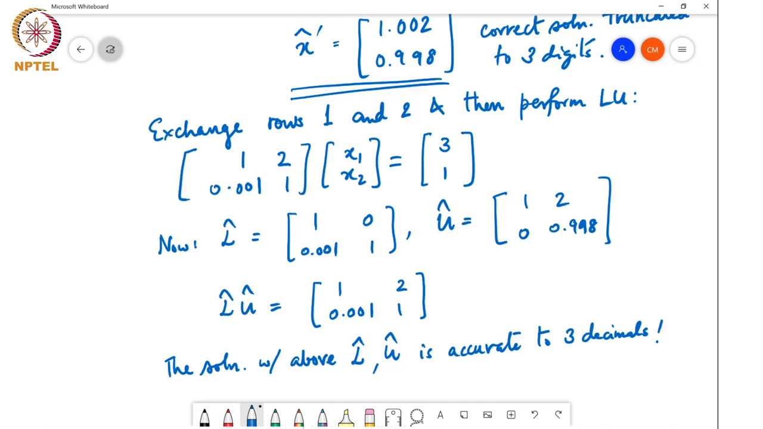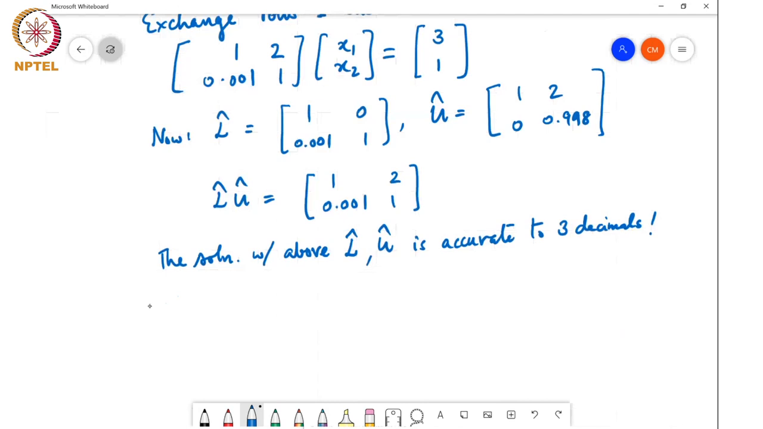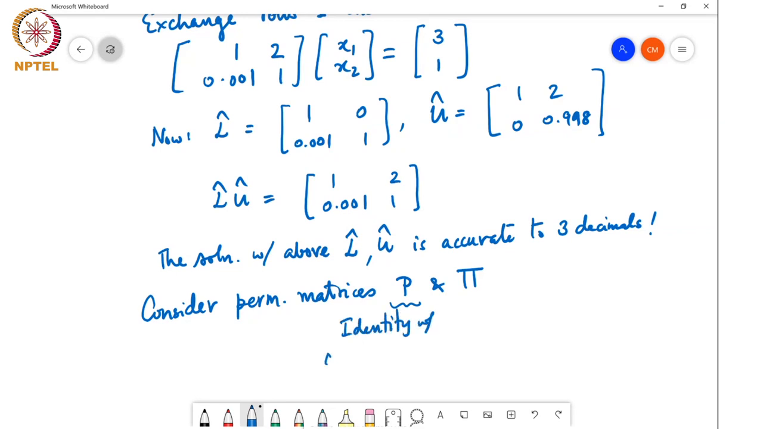So basically we will end up with permutation matrices which I'm going to denote by P and pi, such that this P is an identity matrix with some rows i and j permuted. So I could write it as Pij, but just simplifying notation here. And this is also the identity matrix, but with columns i and j permuted.